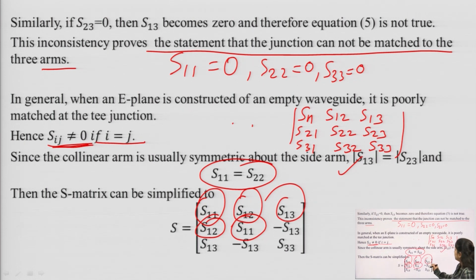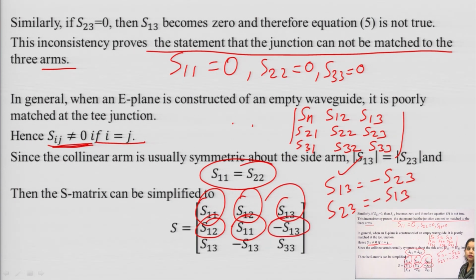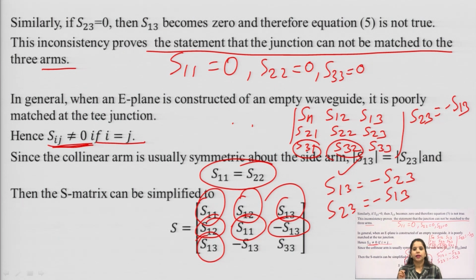So, if we are saying S13 is equal to minus of S23. Now, S13, we can also write it, S23 should be equal to minus of S13. That is why here S31 is S13 by the symmetric property, S32 by the symmetric property will be S23, and by the property of an E plane T it should be equal to minus of S13, and S33 remains as it is. So, here comes the end of the E plane T.